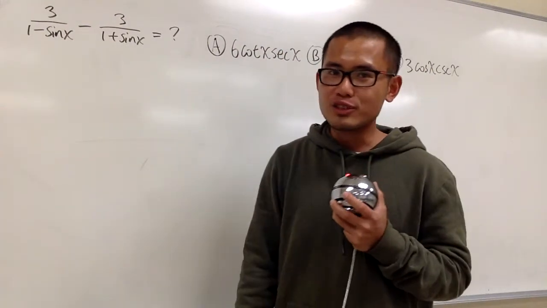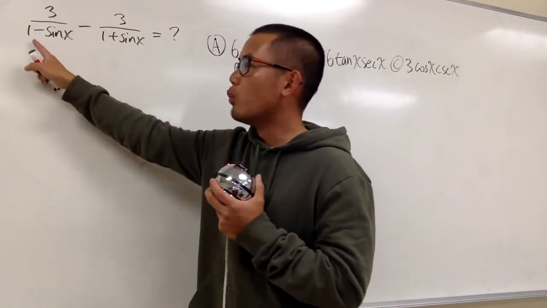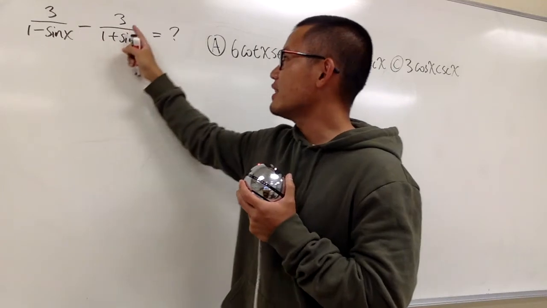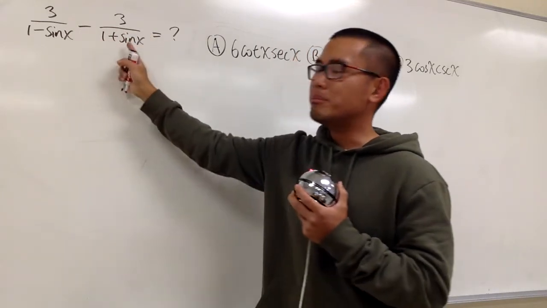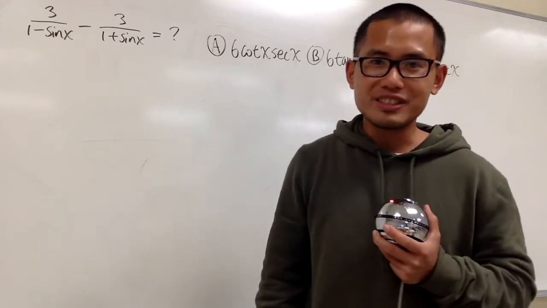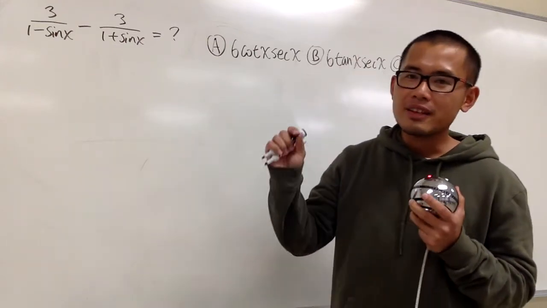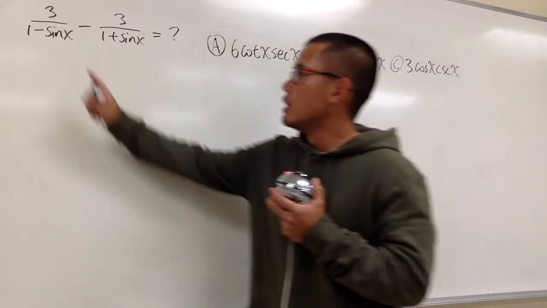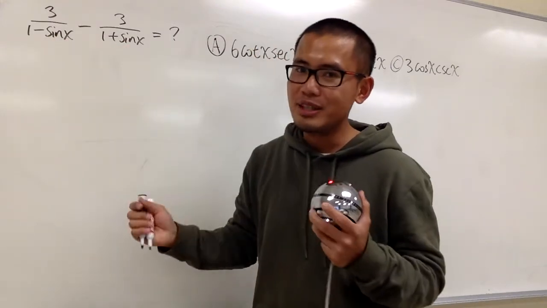Here we're going to subtract two fractions. The first one is 3 over 1 minus sin x, and then we'll minus the second fraction, which is 3 over 1 plus sin x. And what's the most important thing that we need so we can subtract fractions? Well, we have to make sure that the denominators are the same, right? This and that look similar, but still they're different.